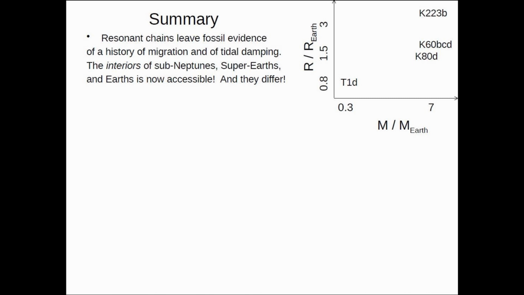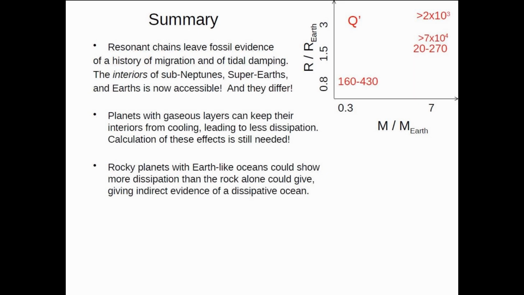So if we put on a crude mass radius diagram for these systems, and I emphasize the planets that were dominating the dissipation in each one, then we can put those limits or ranges of Q values. So here they are. We have, for the sub-Neptune planets at a little bit larger radius as a function of mass, several thousands for Q prime, and then for the super-Earth planet and the Earth-like planet, we have more like a few hundred.